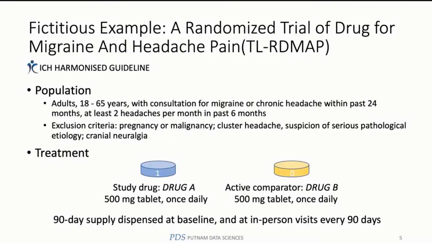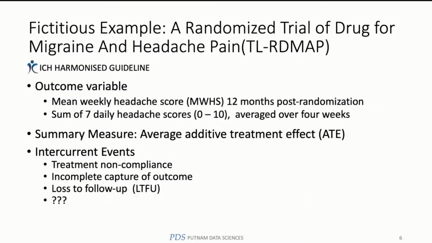All right, so we have a well-defined population. We understand what the treatment is. The outcome variable of interest is something called the mean weekly headache score, 12 months after randomization. The daily headache score is on a scale of 0 to 10. Over 7 days, the sum of it is between 0 and 70. And then we'll take the average of the weekly headache scores over 4 weeks. So the mean weekly headache score is the average of weekly headache scores averaged over 4 weeks.